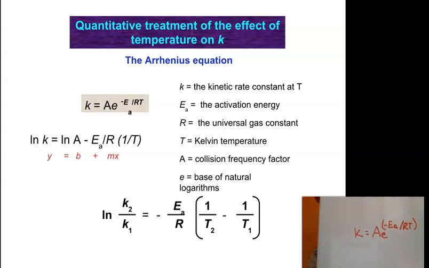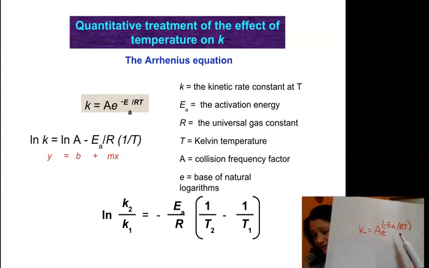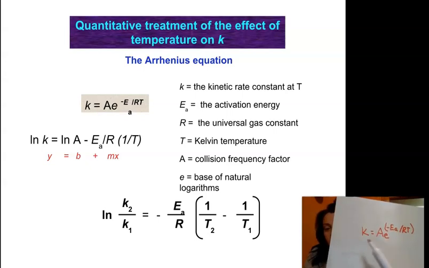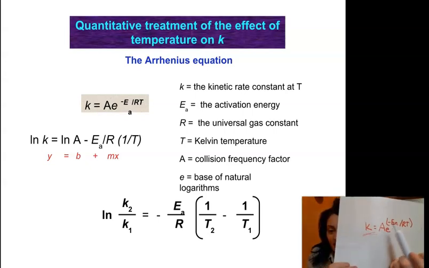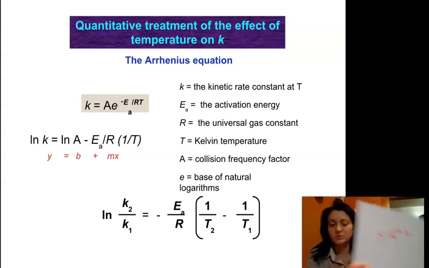The equation should look like this, where EA is the activation energy of the reaction, R is your gas constant, the universal gas constant, which is given, and T is your temperature in Kelvin. So this is how you can calculate K for a given reaction. This is where K comes from. If you know K, then you can also back-calculate these other terms. You can calculate EA and A, which we'll see in a moment.